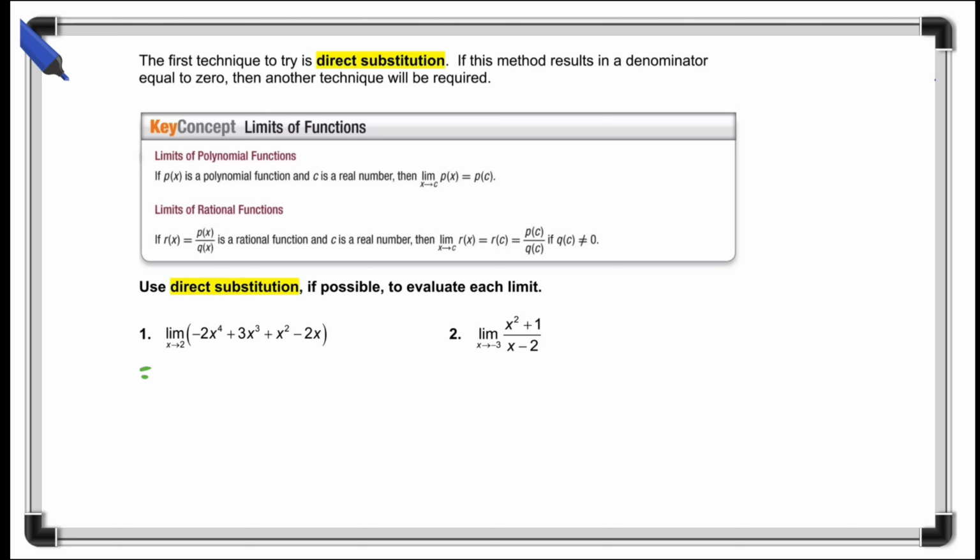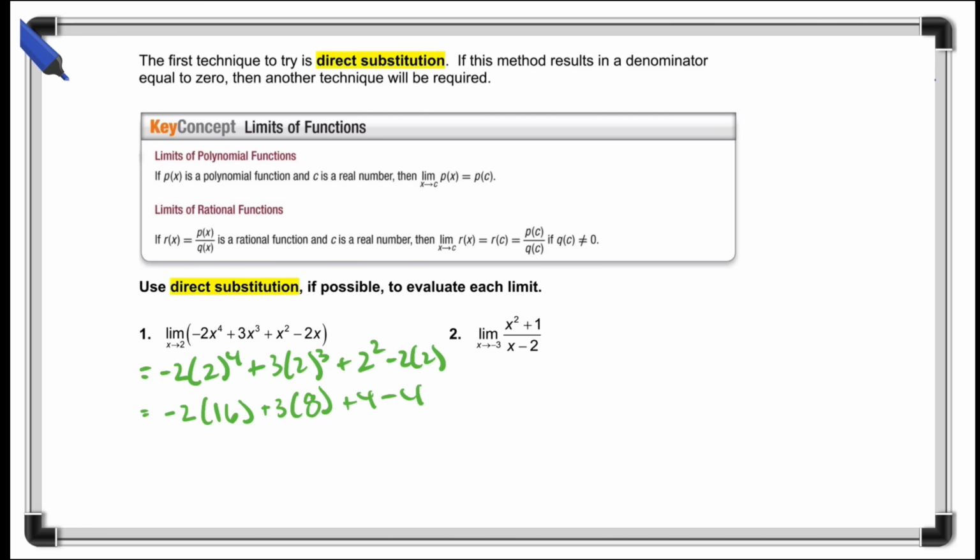So you have negative 2 to the 4th, and then 2 again, 2 squared, and then 2 times 2. So you've got negative 2 and 16. We have 3 and 8. 4 and then 4. So our 4's are going to cancel out to 0. So here we're going to get negative 32 plus 24, which then simplifies to negative 8.